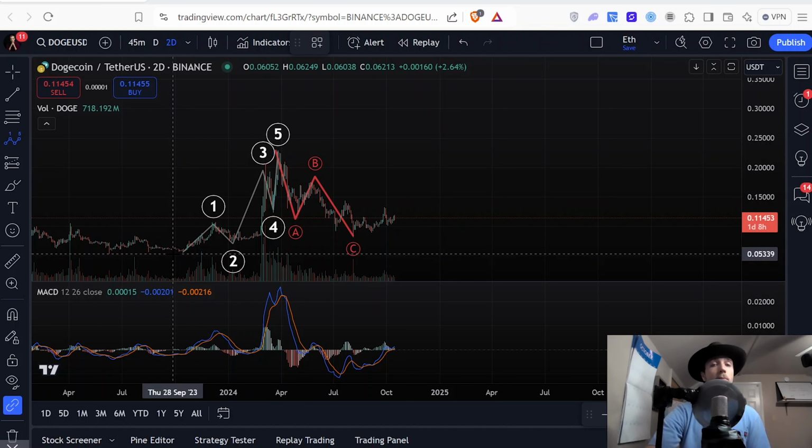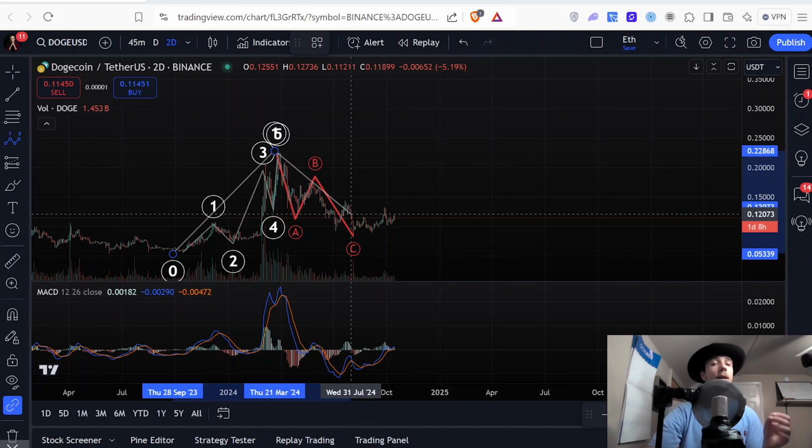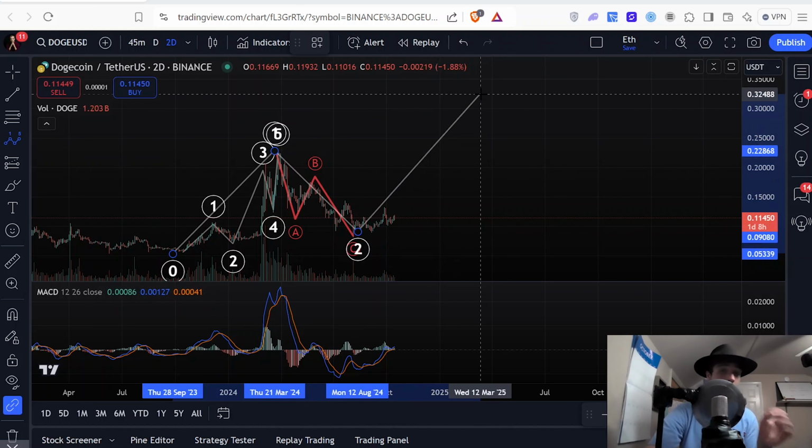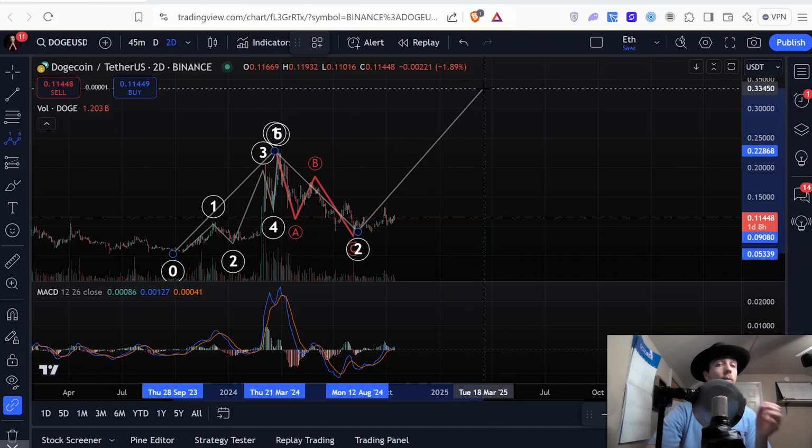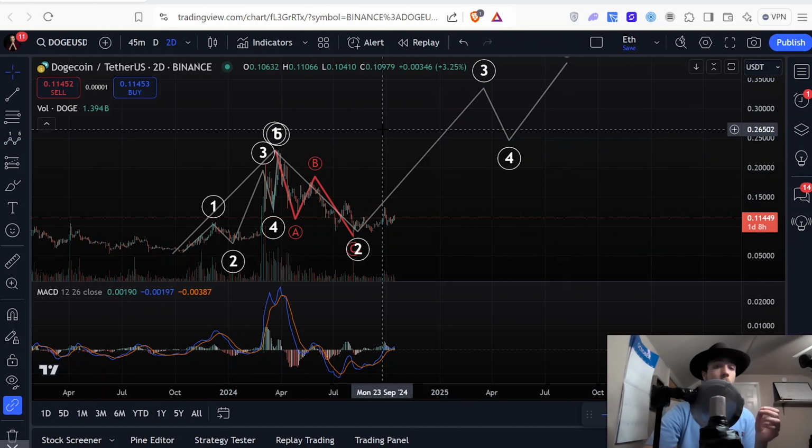So you can see a complete Elliott wave cycle here on Dogecoin. Then you get wave 1, wave 2 in the bigger time frame, which what we're looking for here is wave 3, wave 4, and wave 5.